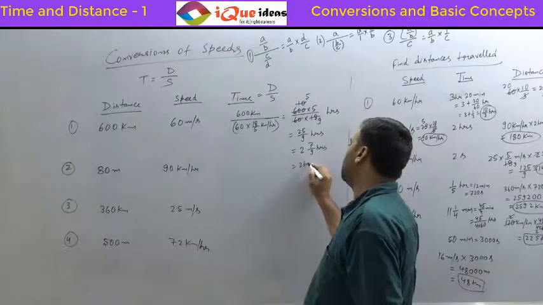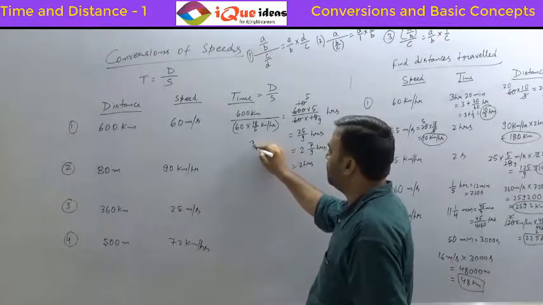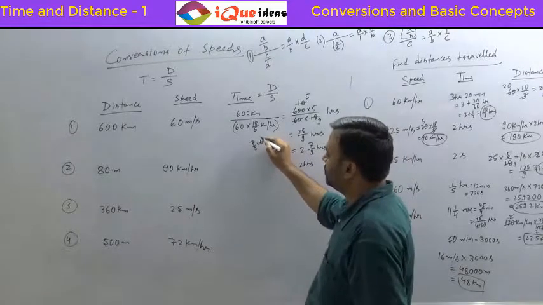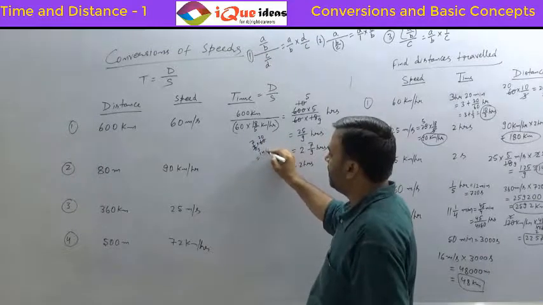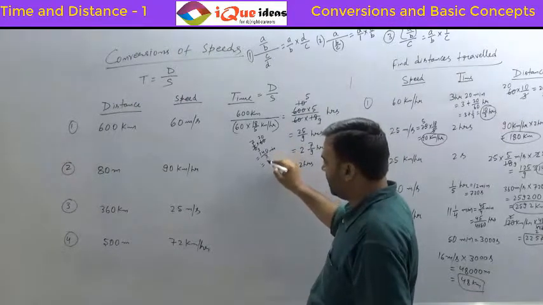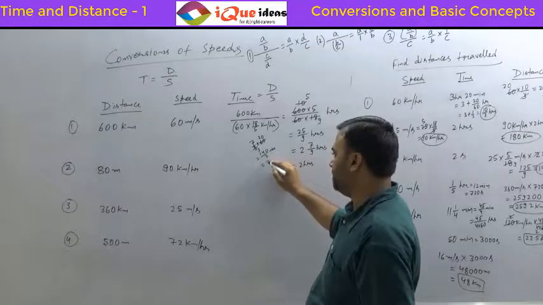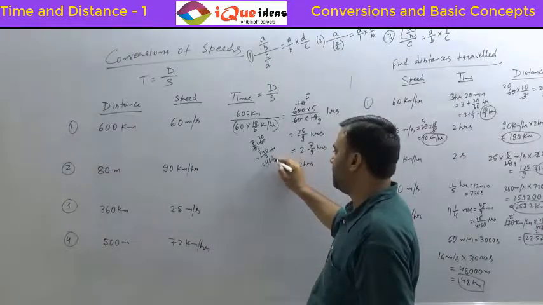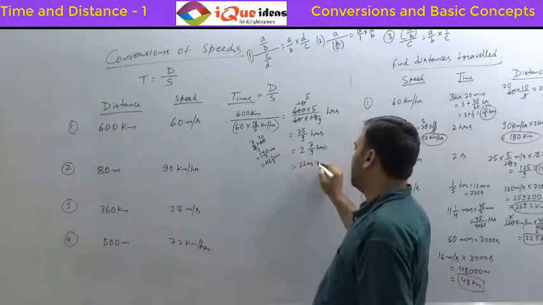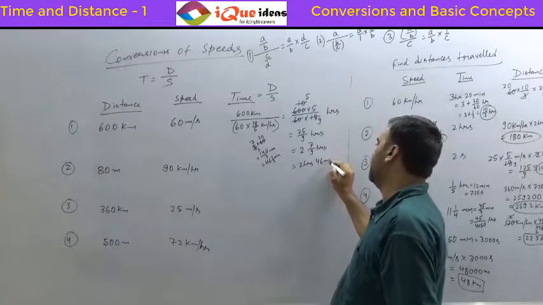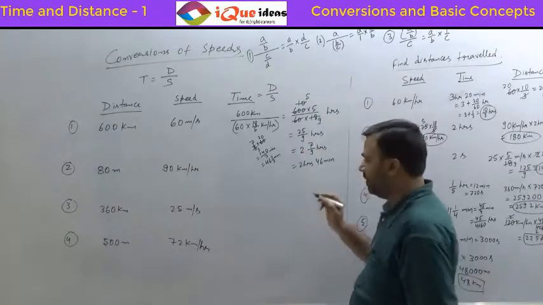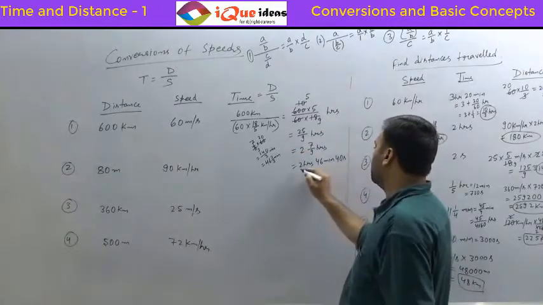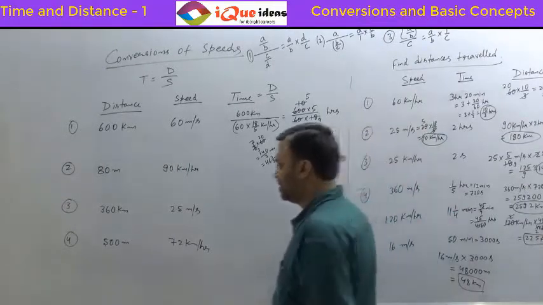Now see, this 2 hours is complete. Now 7 by 9 hours can be converted into minutes. So 7 by 9 into 60. So 20 times, 3 times. So it is 7 into 20, that is 140 by 3 minutes. Now 140 by 3 can be further converted or divided by 3. 140 by 3 can be written as 46 2 by 3 minutes. So this becomes 2 hours, 46 minutes, and then 2 by 3 minutes can be converted into seconds by multiplication of 60 as 40 seconds. So the answer is 2 hours, 46 minutes and 40 seconds.